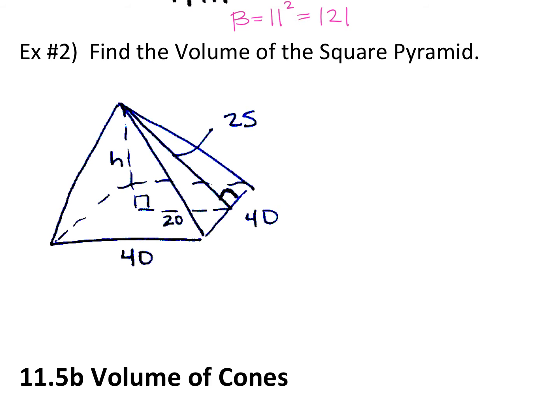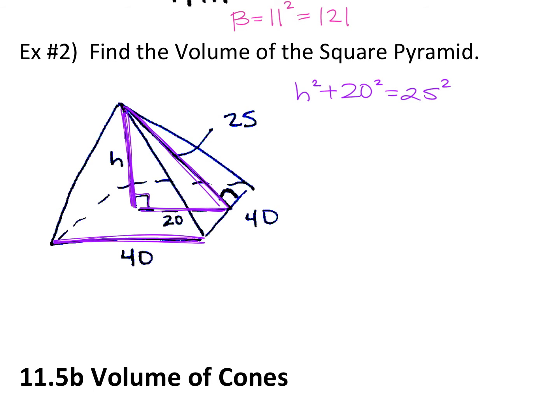Pythagorean theorem. So if they give you a slant height, which they did on this one as 25, this is always going to be half of the length of the side of your base in a right pyramid, which is mostly what you'll be working with. And then this is h. So you're going to do h squared plus 20 squared equals 25 squared.